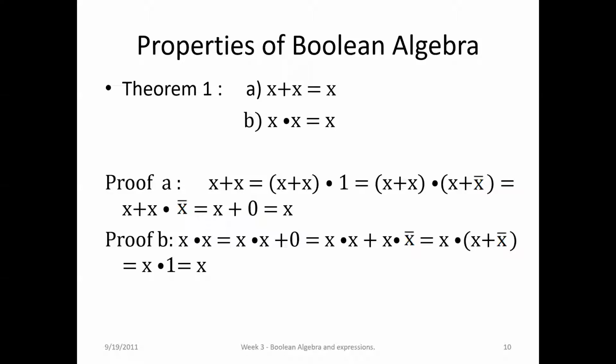Now x plus x is x and x dot x is x. So if the same variable is added, like 0 plus 0 is 0, 1 plus 1 is 1, right? If you have the same variable repeated with addition as the operator in between, we end up with only one variable like this. Similarly, when the same variable is multiplied, you get the same variable. Like 0 dot 0 is 0, 1 dot 1 is 1.